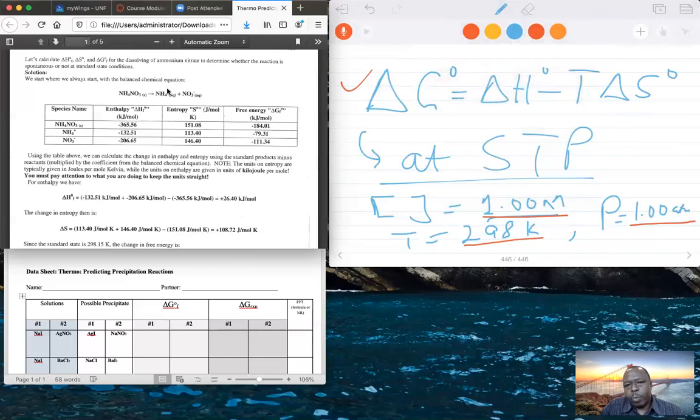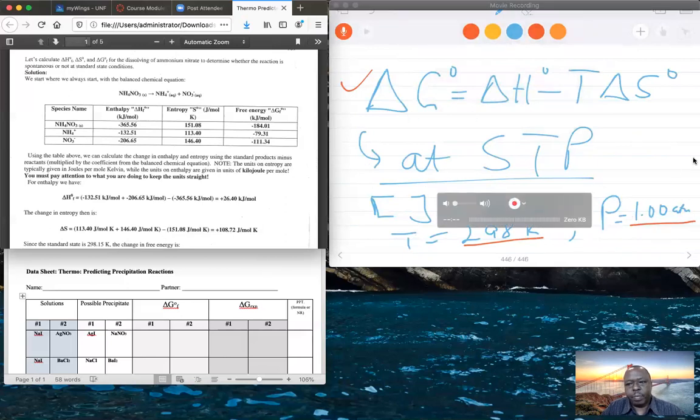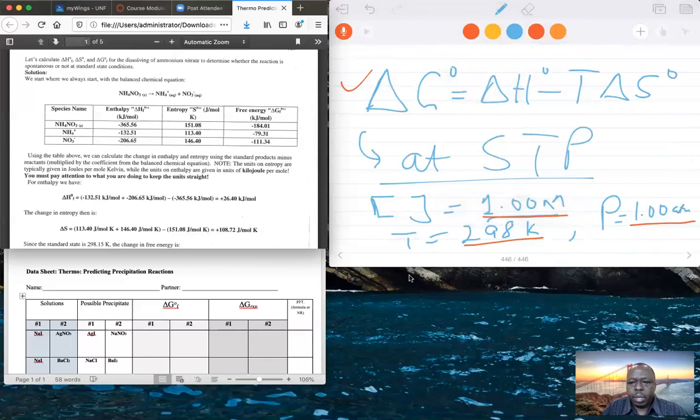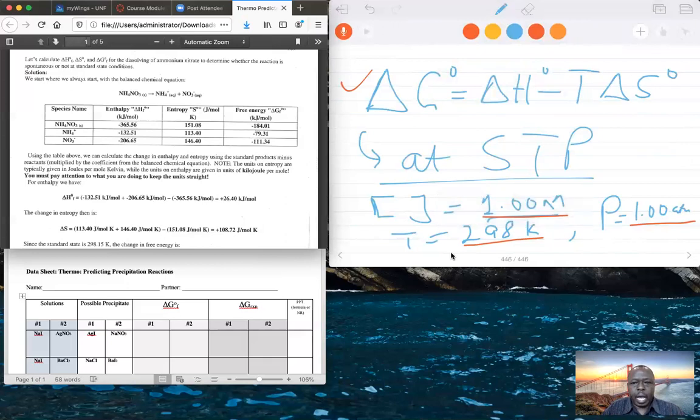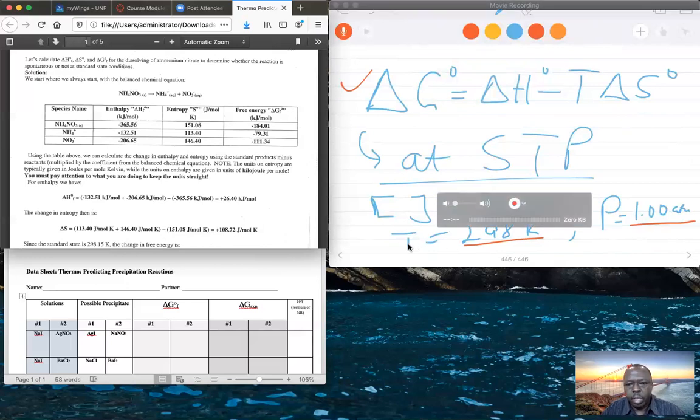However, when we normally do this experiment in the lab, of course, the lab will not be at 1 atmosphere. It's going to be a different pressure other than what you see here. And 298, the room temperature, varies from time to time. Maybe in the morning it is slightly cooler than afternoon, and the temperature will change.